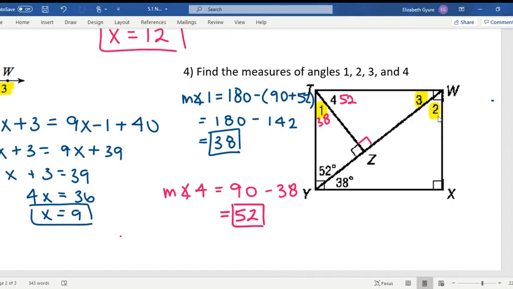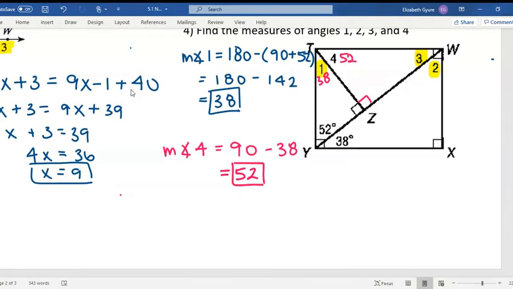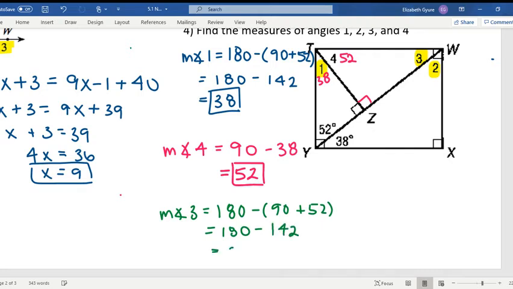Good. Yeah, for angle 3, we can use a similar strategy to what we did to find angle 1. Add up what you have so far, subtract from 180. So I will write that down here. Measure of angle 3. We're going to take 180, subtract what we have so far, which is 90 and 52. That's going to give us 180 minus 142, which is going to give you 38. Okay, so we know angle 3 is also 38.